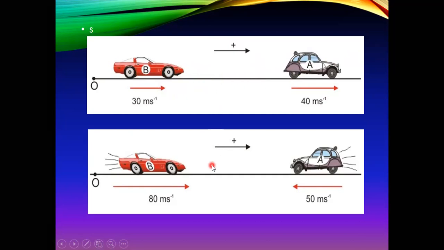In the other one, if I am in car B, the relative speed of car A in the opposite direction, minus minus means plus. It means 80 plus 50, 130 in total. Okay. Now let's go to the final questions.